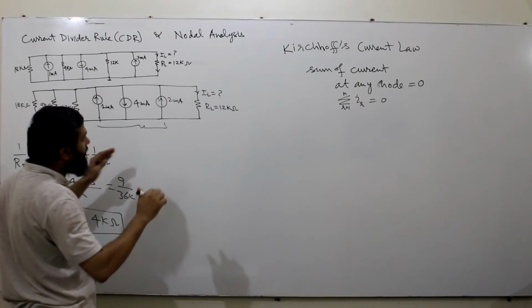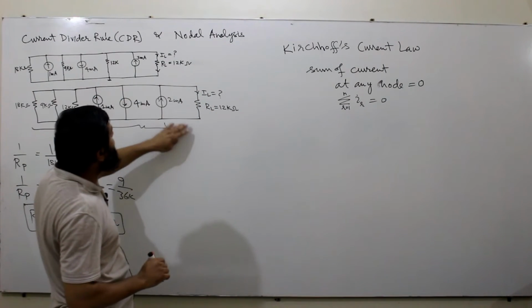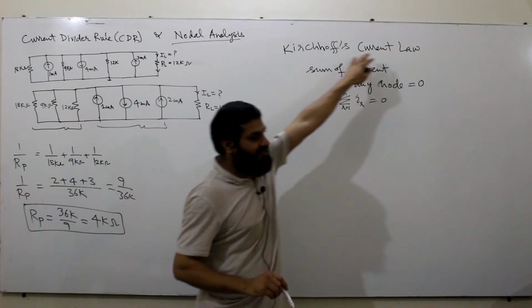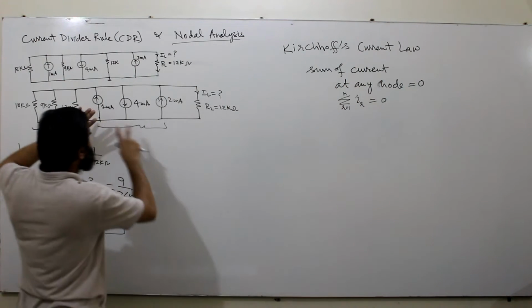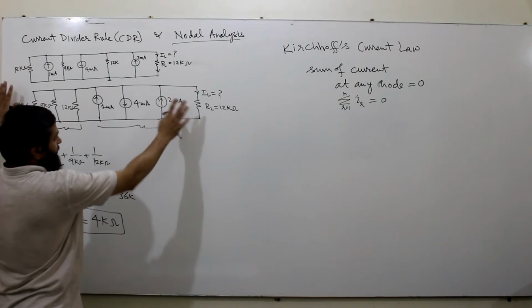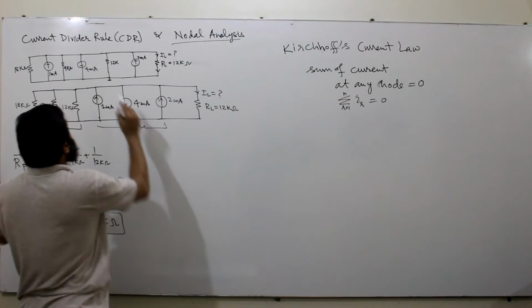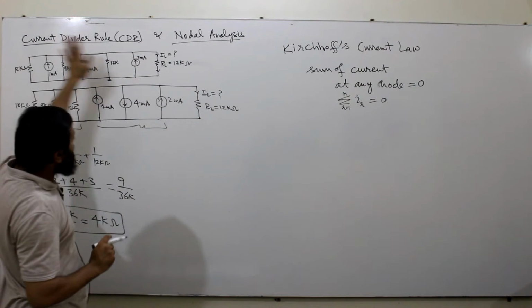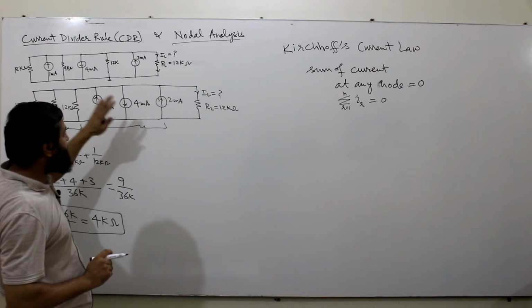So applying this only at this portion, we are not talking about the whole portion. After having solved this one, we will also solve it with the nodal analysis, and there we will apply the Kirchhoff's current law on the whole circuit. But for the moment we are focusing on the current divider rule. So we have to solve this question according to the current divider rule.